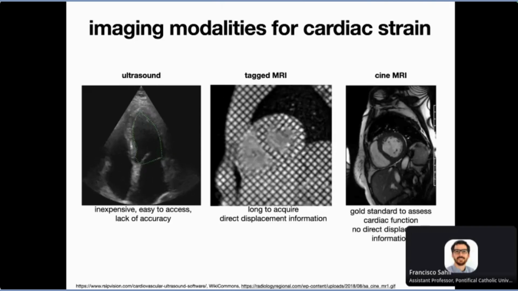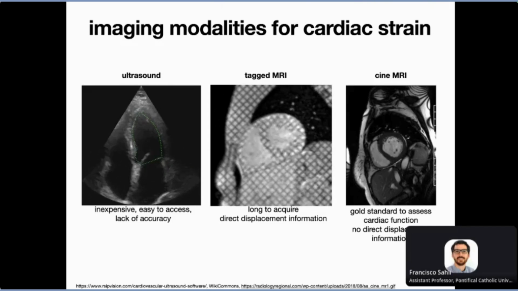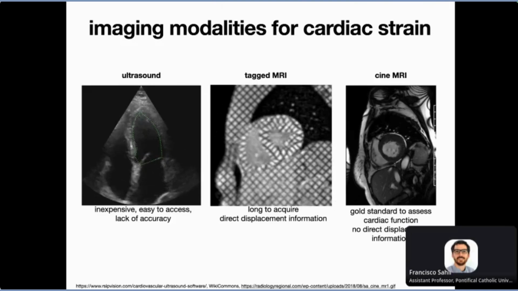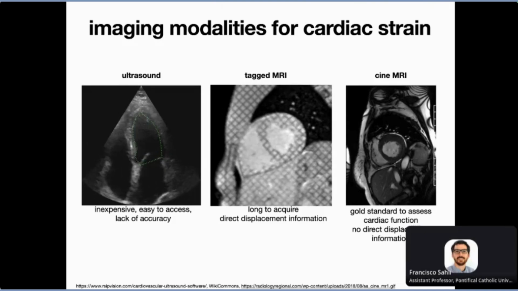So we like to work with cine MRI, which is the gold standard to assess cardiac function, but the problem is that it doesn't have any direct displacement information. And it's widely available. You can find tons of images of cine MRI, even though in Chile they are not that common. And I guess that's the case for many developing countries.